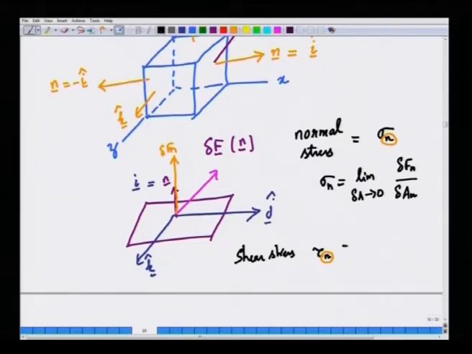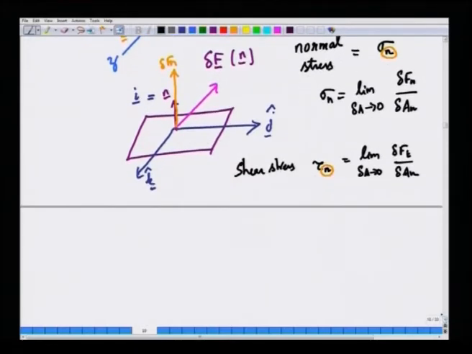Tau n is the limit as delta A tends to 0 of delta f tangential, which is in the direction parallel to the surface, divided by delta A. I will give you this general definition. Of course, we can resolve it in many concrete ways as follows.